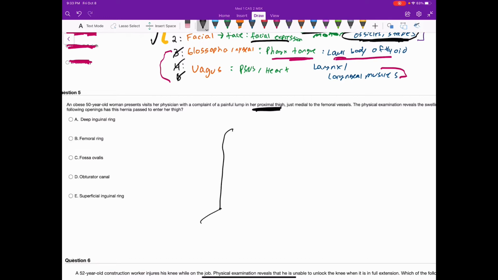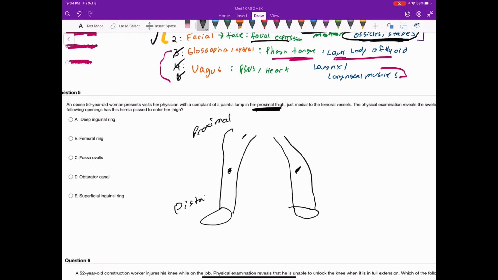Well, if this is the leg, the whole leg. This is the knee. This is the other leg. I'm not an artist. Here's the other leg, right? So proximal thigh is going to be up here. Proximal. And then this is going to be distal. Okay. Just medial to the femoral vessels. Okay, so medial, we know it's going to be on the medial side of the femoral vessels.